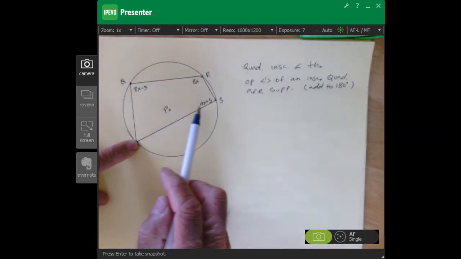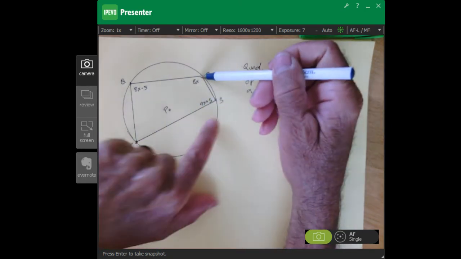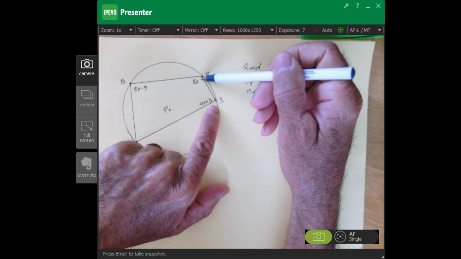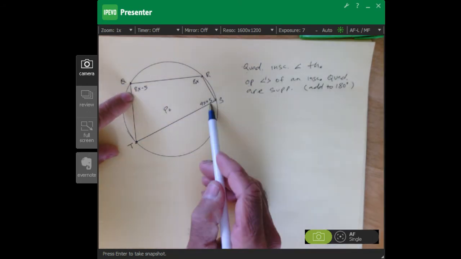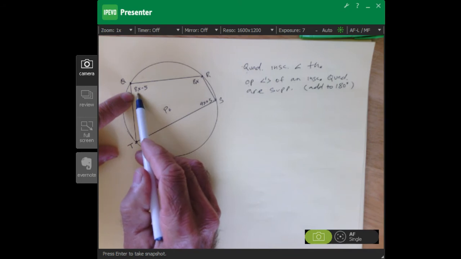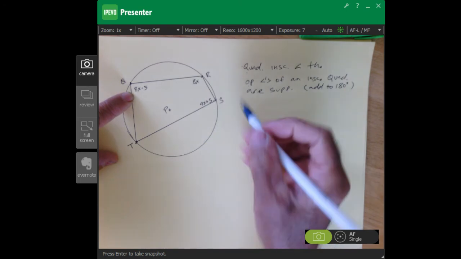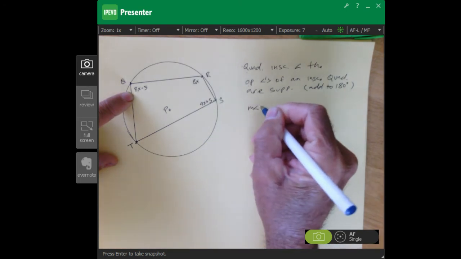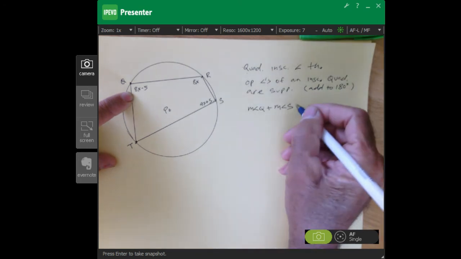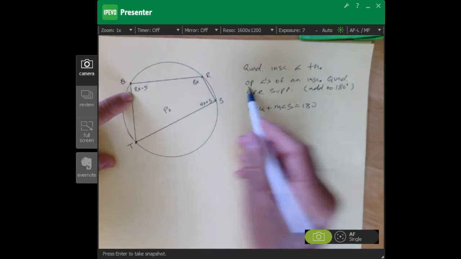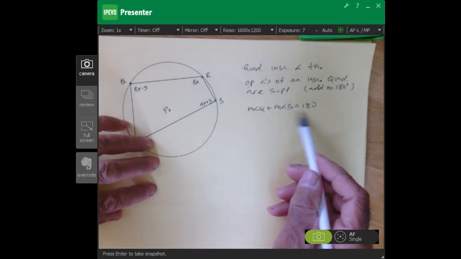So what we have to do is find a pair of opposite angles. These are adjacent angles, not opposite. We can use these two because both angles are expressed in terms of x. So what we're looking at is the measure of angle Q plus the measure of angle S equals 180. That's what this says in terms of a mathematical sentence, an equation.